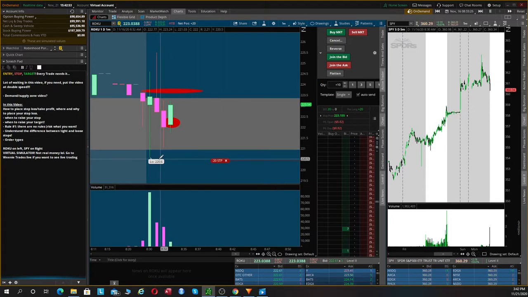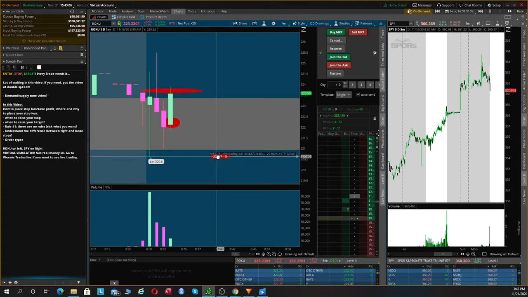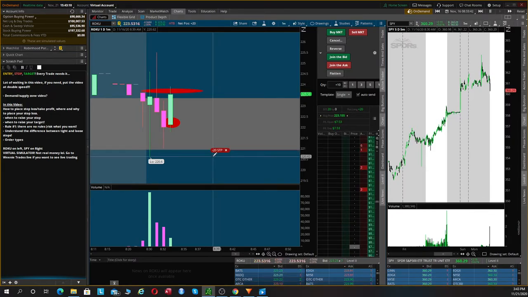So now if Roku comes down here, we're going to lose a little bit more money, maybe about $45. However, we have a slightly better average cost and a pretty good position. What we can do here is, if you really wanted to, you could raise your stop just beneath the low of this wick right there, just to tighten up your risk just a little bit.